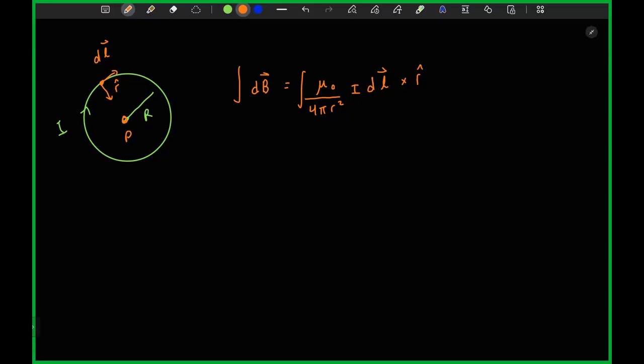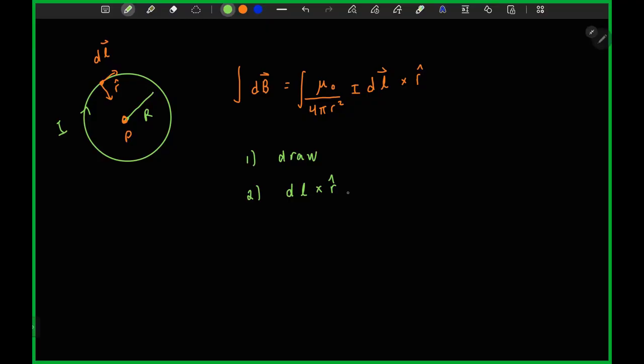At first glance, this might seem intimidating, so let's break down the steps. As our first step, always we draw a picture, which we've already done. So as our second step, we'll want to focus on what dl cross r hat is. To begin with, it's always useful to first look at what the magnitude of dl cross r hat is. In this case, the magnitude of dl cross r hat is the magnitude of vector dl, which is just our arc length dl, times the magnitude of r hat, which should just be 1.